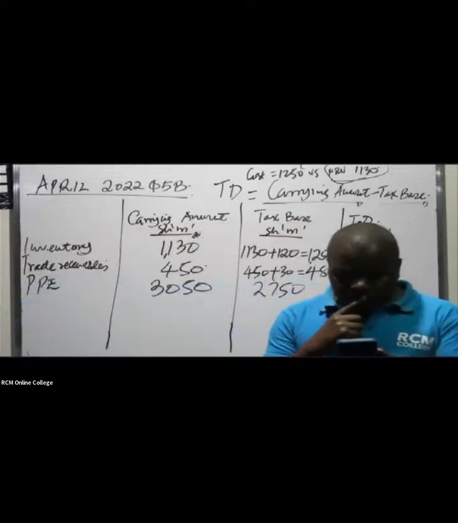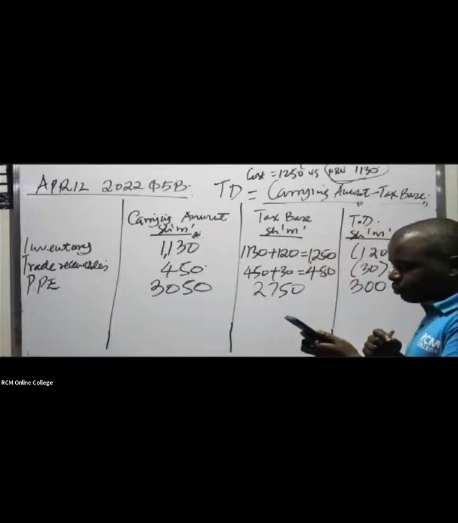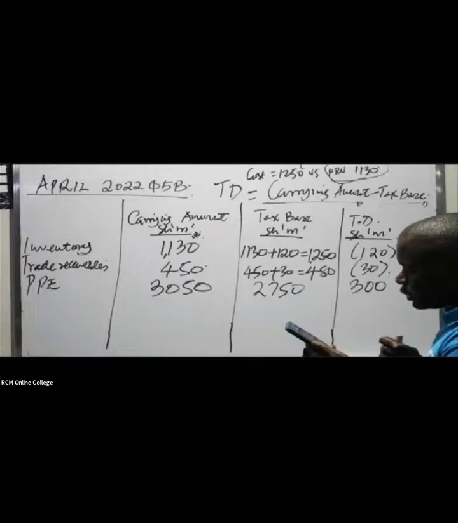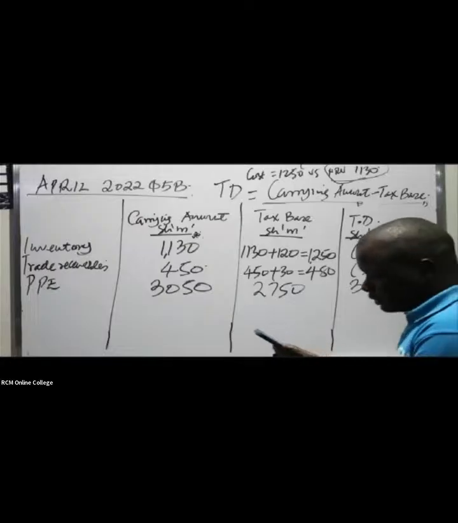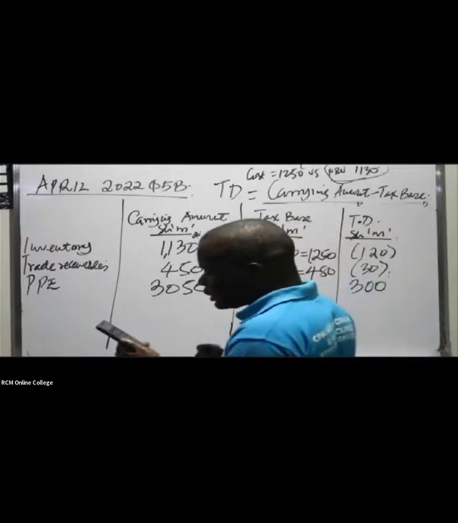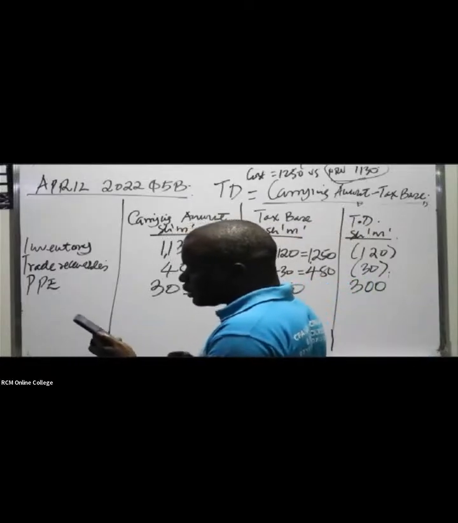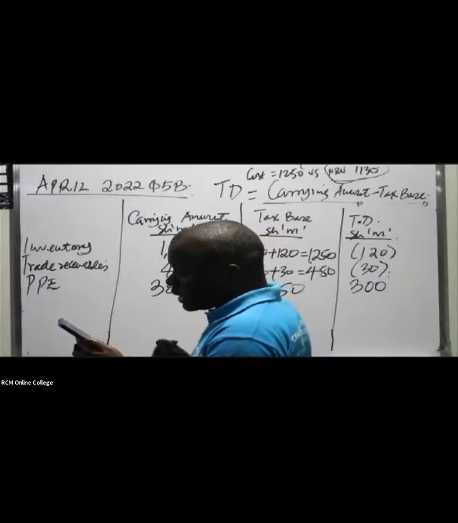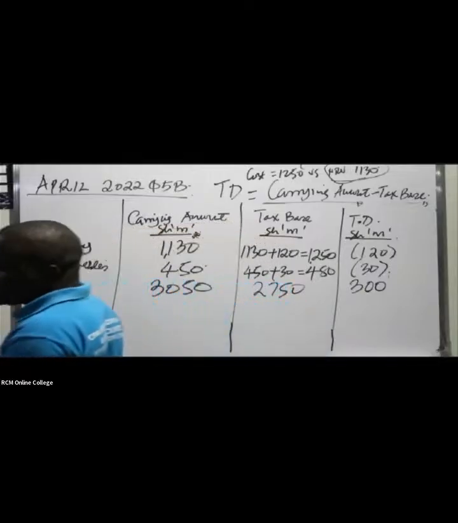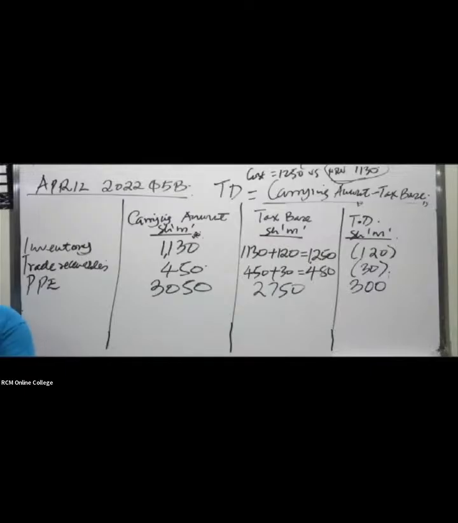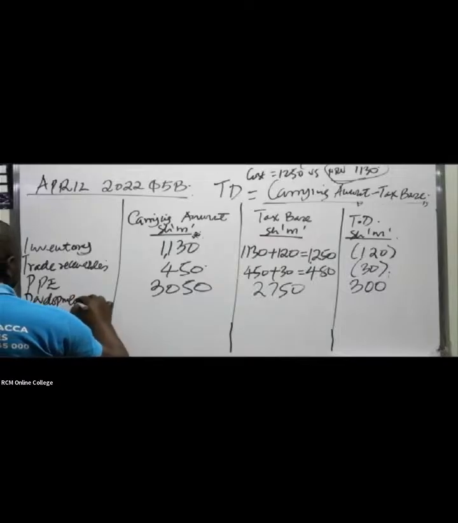Number 4. During the year to 31st of October 2021, development expenditure amounting to 480 million was capitalized. Amortization of 20 million was charged to the profit or loss for the year. This development expenditure was allowed for tax purposes in full during the year. So in this case, they incurred what we call a development expenditure. You can write development expenditure.